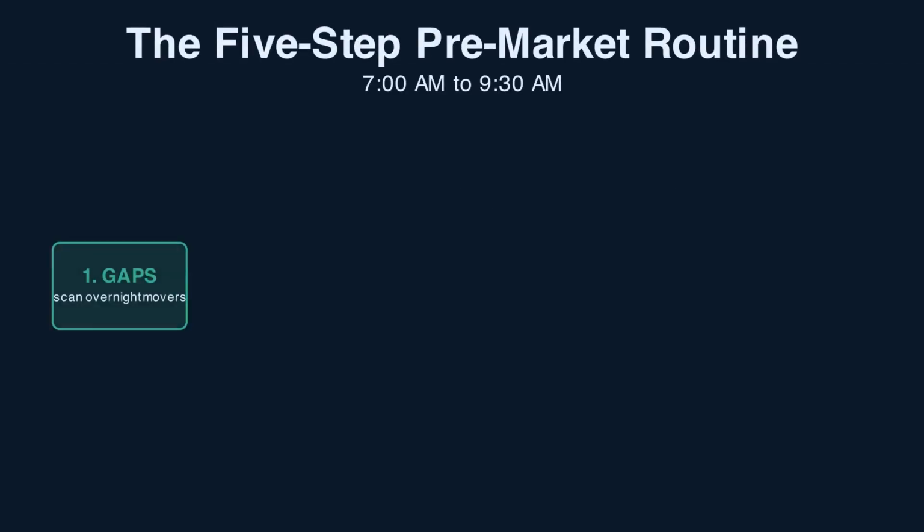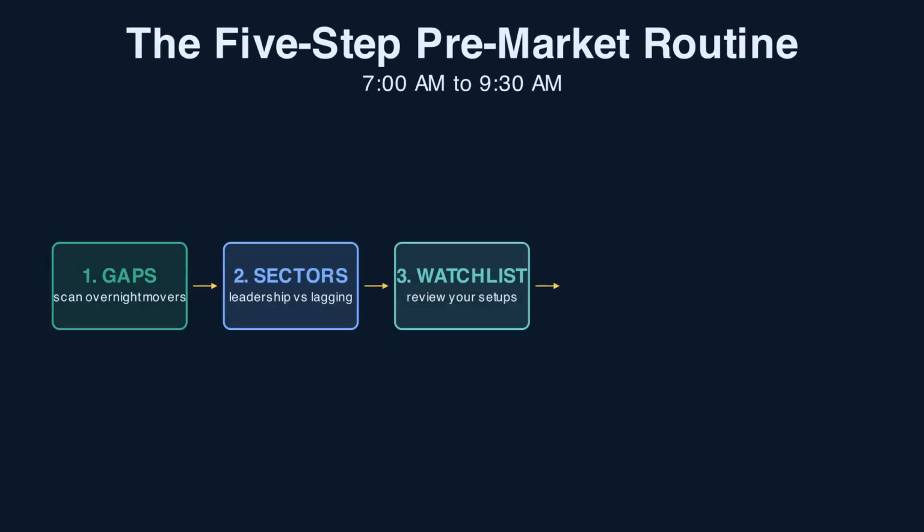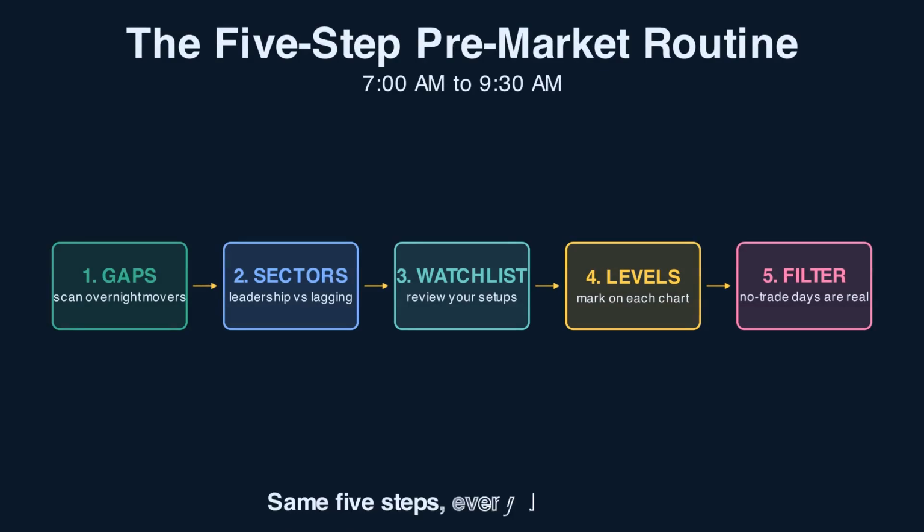Here are the 5 steps in order. 1. Scan the overnight gaps to see what's moved and why. 2. Check sector leadership, which ETFs are showing strength versus SPY. 3. Review your watch list and discard anything whose thesis broke overnight. 4. Mark the key levels on each remaining chart, the prices that will trigger or invalidate your trade. 5. Apply the no trade filter. If the broad market is wrong for your setup, you don't force it. 5 steps, same order, every day.